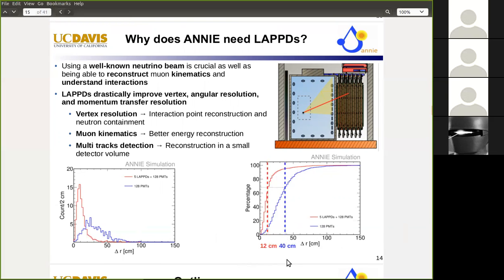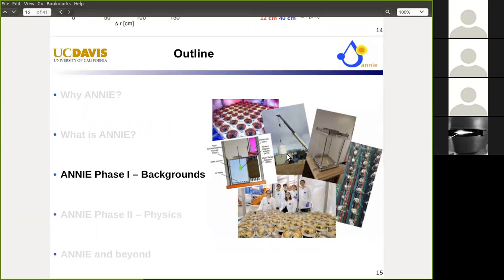meter fiducial volume. You also need to understand your muon kinematics a lot better, since you want to better reconstruct the neutrino energy. And finally, the position resolution of the LAPPDs will allow you to detect multi-track events. That is also very important in a small detector volume such as ANNIE, where your tracks don't have a lot of distance to spread.